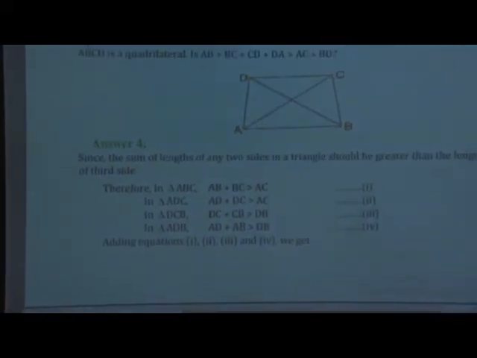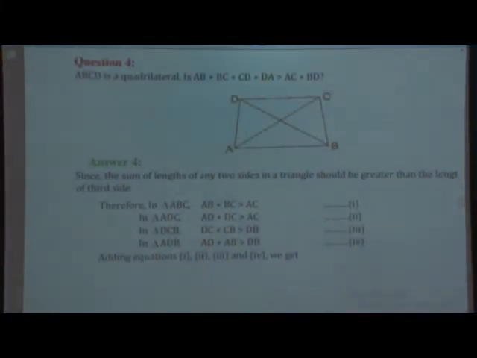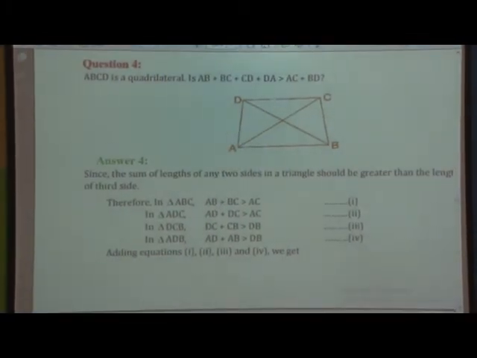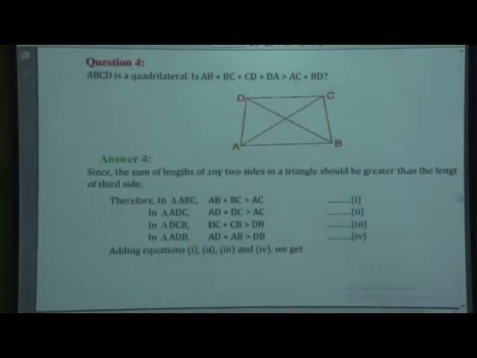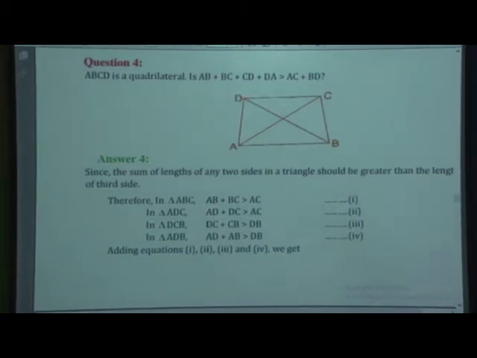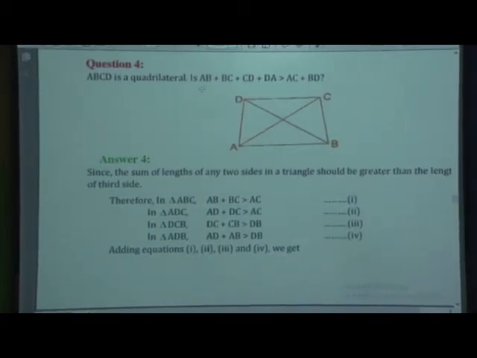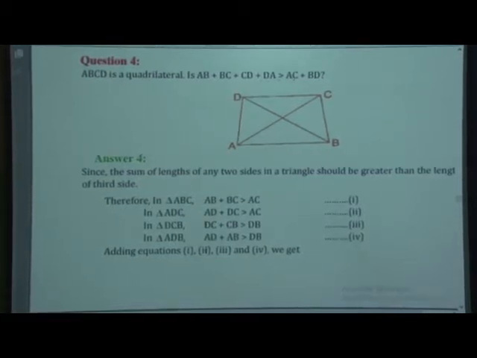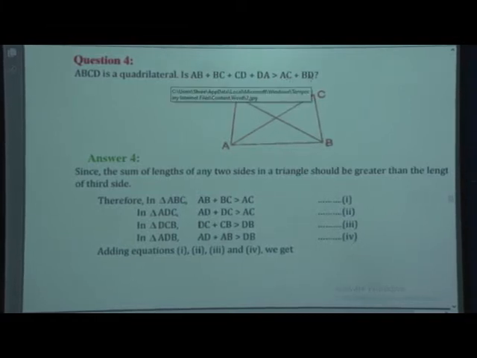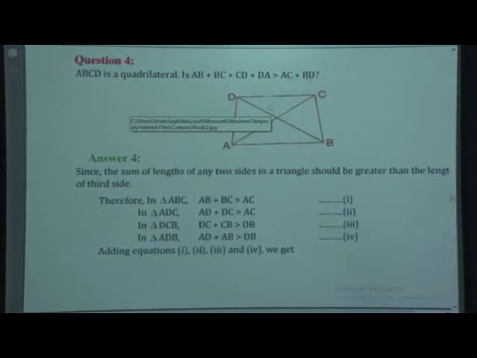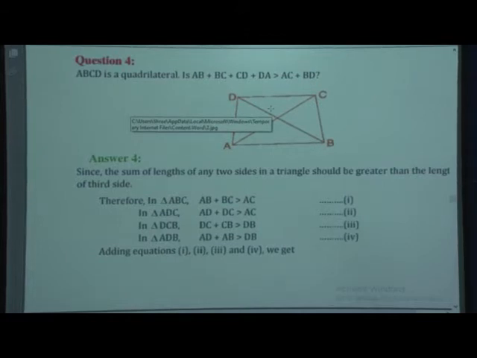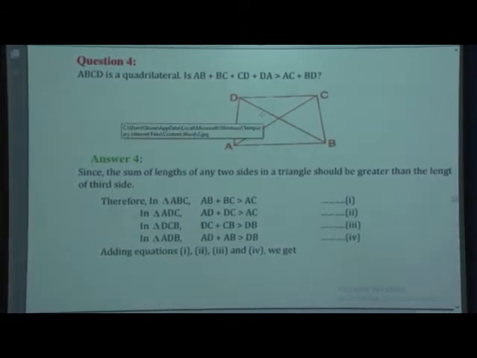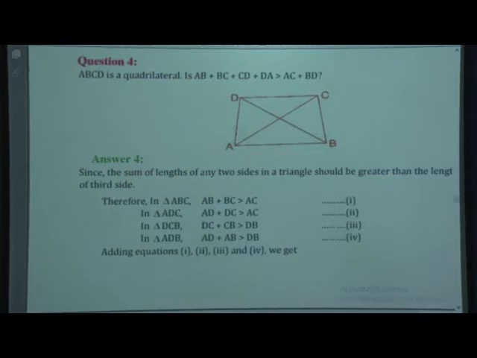ABCD is a quadrilateral. Is AB plus BC plus CD plus DA greater than AC plus BD? This we have to prove, that is AB plus BC plus CD plus DA is greater than AC plus BD. This we will prove by the triangle's property. We had learned that the sum of two sides of a triangle should be greater than the third side. So we will do it step by step.